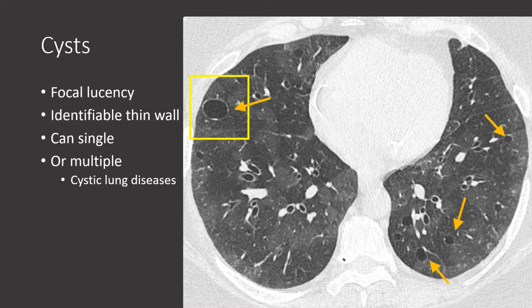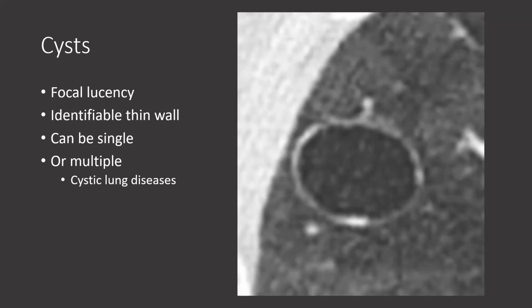Sometimes this can be difficult to see and requires a closer inspection, so let's take a look at a cyst in the right middle lobe. There is a hole within the lung, but notice how this hole has an identifiable wall. The identifiable wall tells us that we're looking at a cyst rather than an emphysematous space.